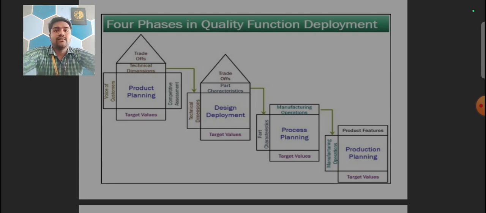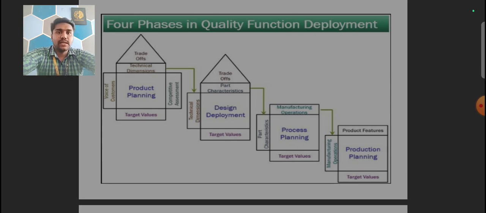The second one is the target values. If the planning has to be carried out, it has to progress in a sequential manner. If the deadline is 15 days or 1 month, it has to be attained. The planning has to be completed, and the process resolved, within the target time.